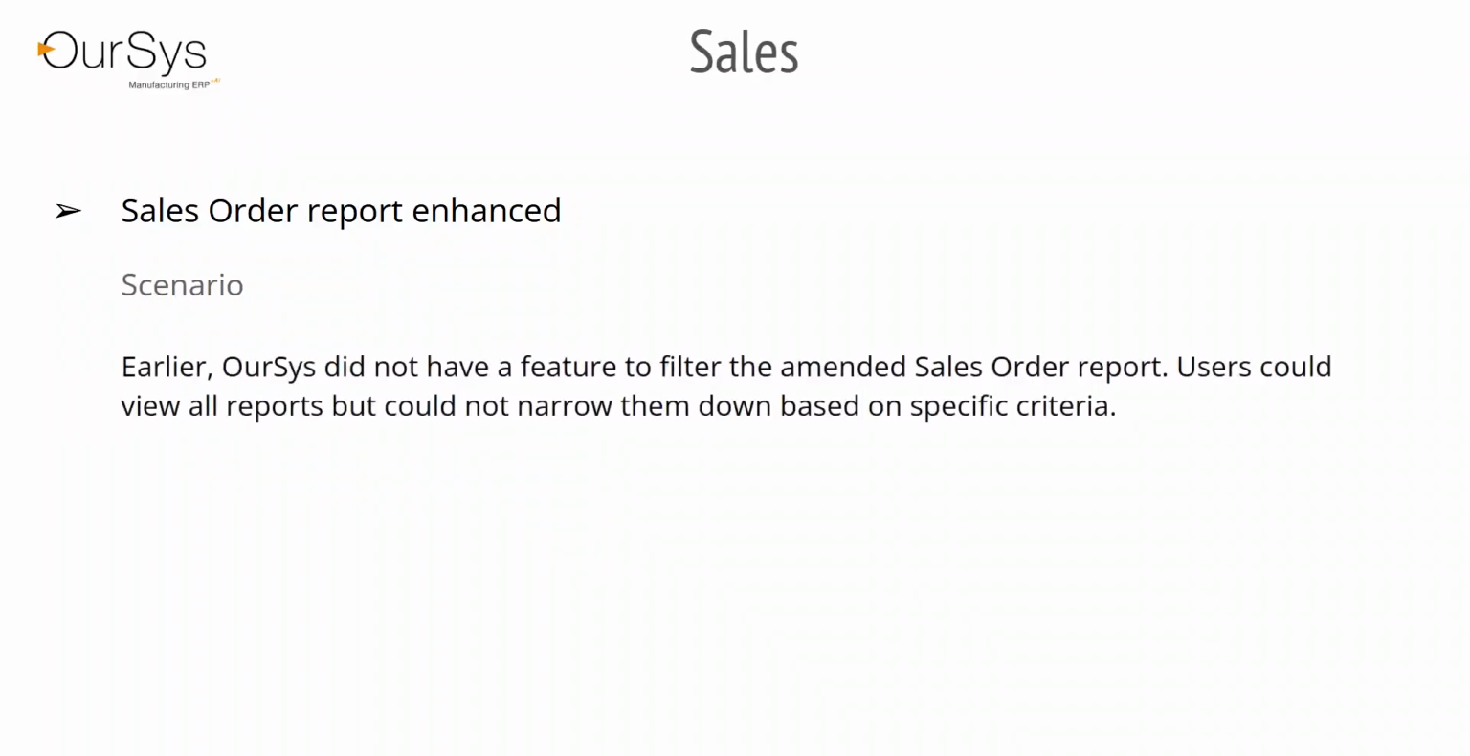So previously, OurSys did not have an option to filter the amendment order report. The user could see all the reports together, but there was no way to sort or search for specific ones based on particular criteria. Now, OurSys has a new filter that helps the user quickly find the amended orders. This makes it easier and faster to search for the specific changes or updates made to the sales order.